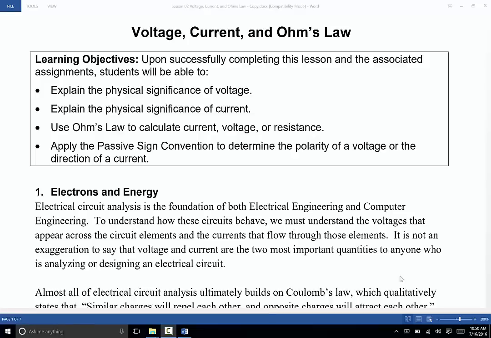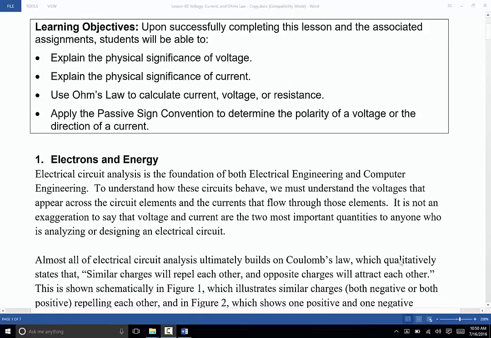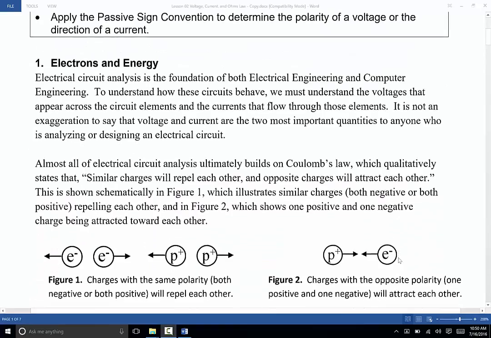Hello, and welcome to a discussion of electrons and their potential energy. This will be the first portion of our discussion of the lesson of voltage, current, and Ohm's law. Now, to be able to understand the behavior of electrons in a circuit, we need to understand a little bit about the forces that control that behavior.